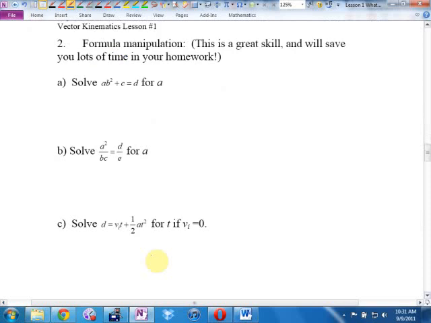Topic 2 is formula manipulation. This is a great skill. It will save you lots of time in your homework. I really, really, really encourage you to get good at doing math with letters in your head. For example, question 2A says, solve that thing for A. And what that means is, get the A by itself.